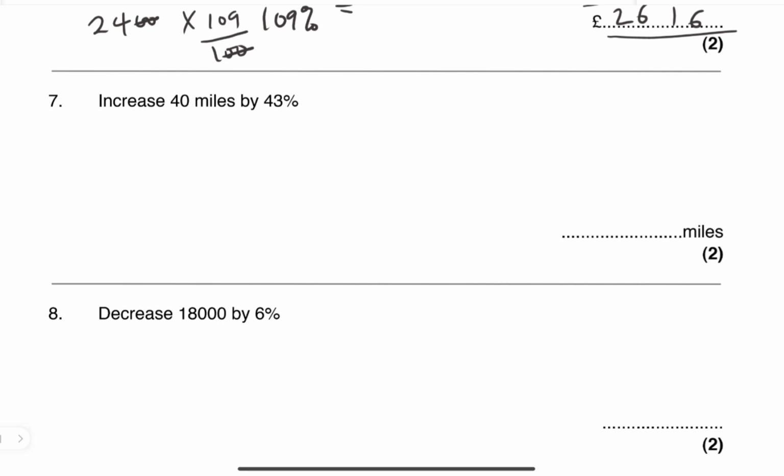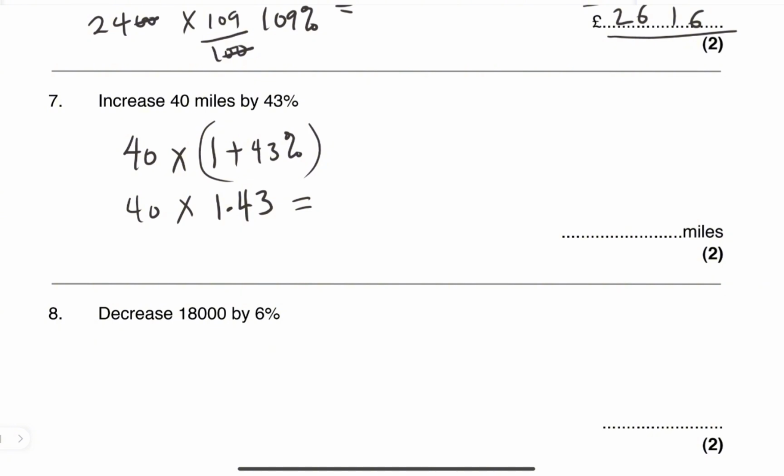Increase 40 miles by 43%. So that will be 40 times 1 plus 43%, which is 40 times 1.43. So let's do that. This 0 is actually the same as we make this move one decimal place. So that will be 4 times 14.3, which is equals to 4 times 3 is 12. 2 here, 1 here. 4 times 4 is 16 plus 1, 17. So 7 here, 1 here. 4 times 1 is 4 plus 1, 5. So that's 57.2.